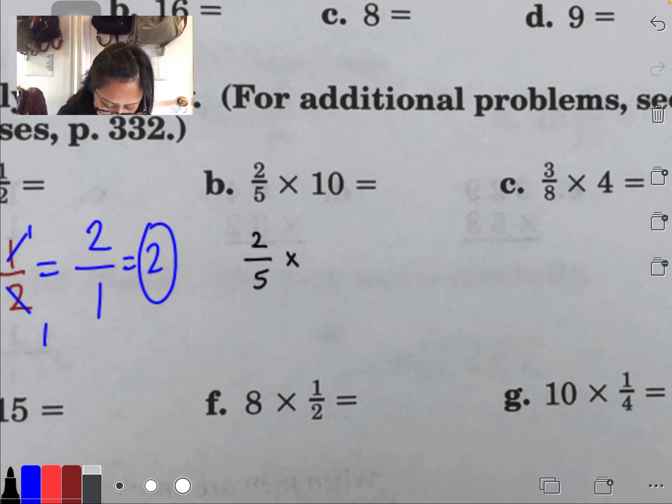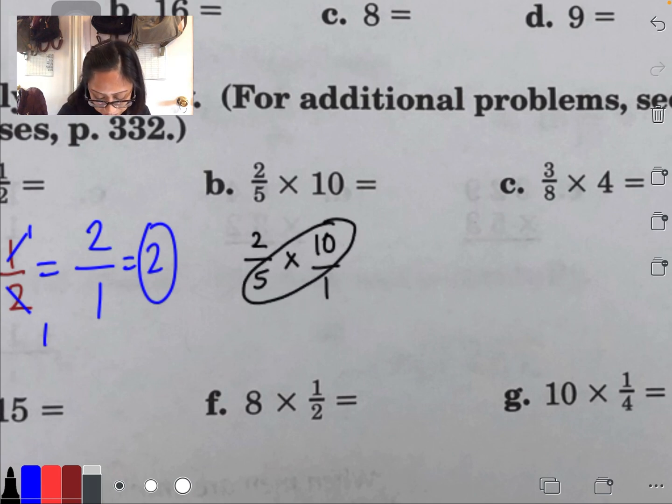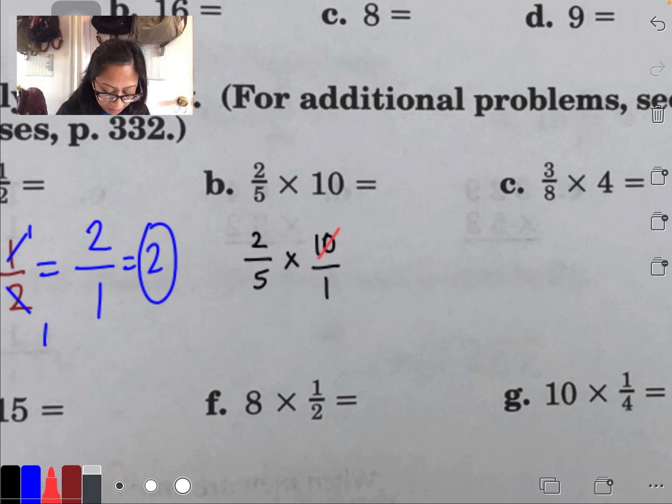So it's going to be 2/5 times 10 over 1. And the 10 is like, hey, now I'm a fraction. Now we can multiply. All right. I cannot cross cancel 2 and 1. But I can do 10 and 5, because the biggest number they have in common, or at least the number they can divide by, is 5, right? Like 10 divided by 5 is 2. 5 divided by 5 is 1. Now I can multiply. 2 times 2 is 4. 1 times 1 is 1.